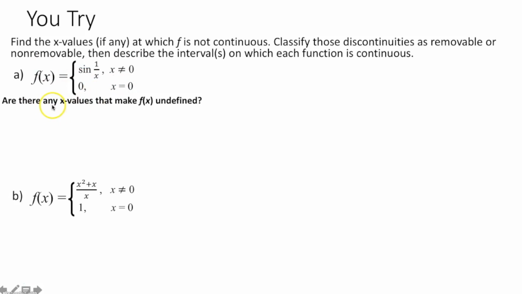So the first question, are there any x values that make f of x undefined? Well, right off the bat, you would think, okay, at x is equal to 0, this would be undefined, but our domain accounts for that. It says f of x is equal to sine of 1 over x for all x not equal to 0. And when x does equal 0, we plug in that point, 0, 0. So there are no values of x for which it's undefined yet.